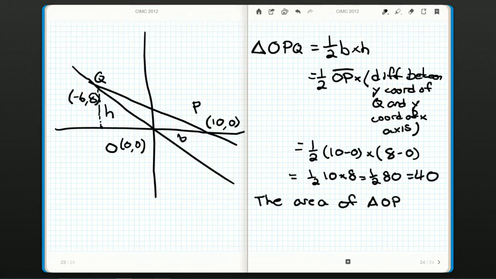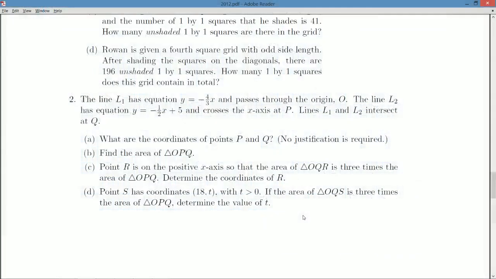So the area of triangle OPQ is 40. They didn't specify any units, so we don't really care for any. Find the area of OPQ, 40. All right, we're done.